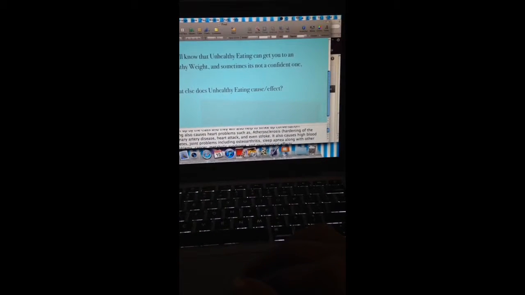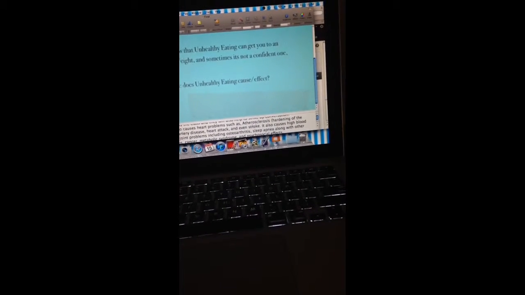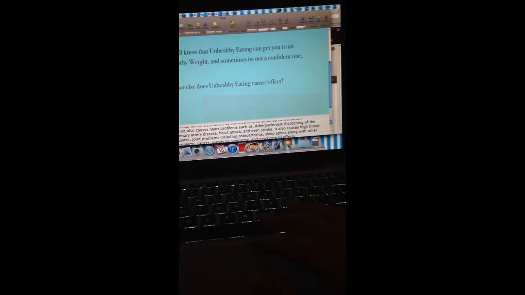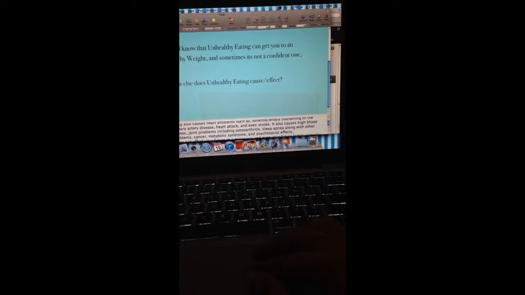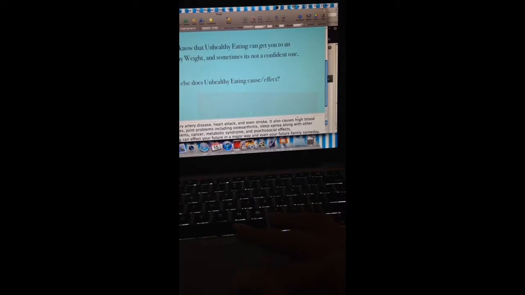Unhealthy eating also causes heart problems such as arteriosclerosis, which is hardening of the arteries, coronary artery disease, heart attacks, and even strokes. It also causes high blood pressure, diabetes, joint problems, etc. And it goes into that.